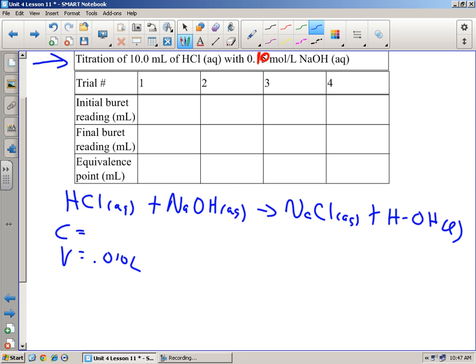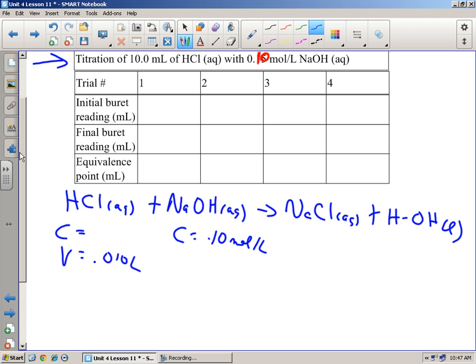Going to change it to liters, of course, because my formula does liters, remember, C equals n over V. And over here, we have our concentration, 0.10 molar. And that's all I know so far. Okay? Those are basically the two things there. That's all I'm told in this problem here.